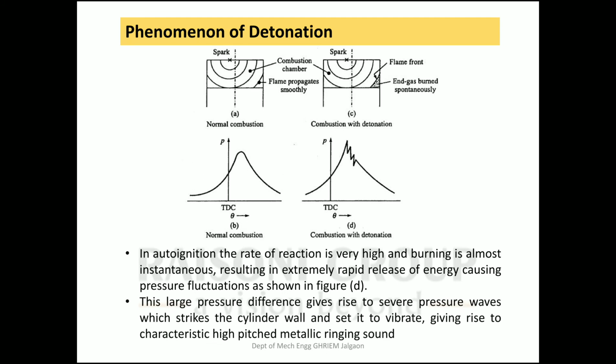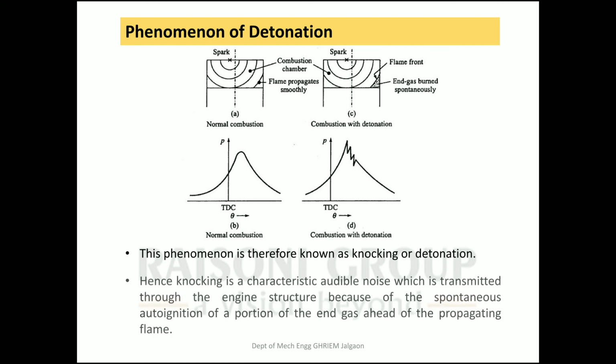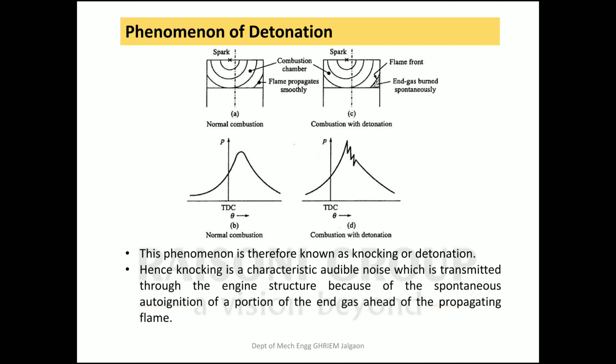The pressure rise for most of the charge is around 50 bar, but because of the auto ignition, the pressure of the last part of the charge goes to 150 to 200 bar. This large pressure difference gives rise to severe pressure waves which strike the cylinder wall and set it to vibrate, giving rise to a characteristic high-pitched metallic ringing sound. This phenomenon is therefore known as knocking or detonation. The flame speed during detonation is of the order of 300 to 1000 meters per second.